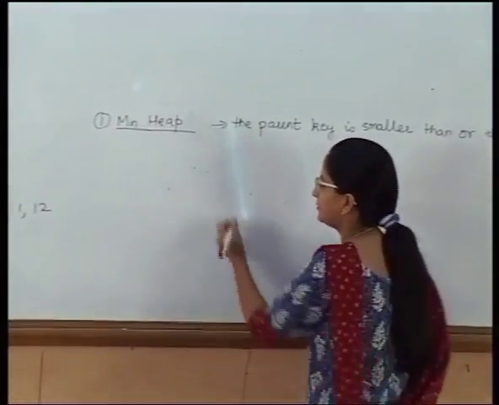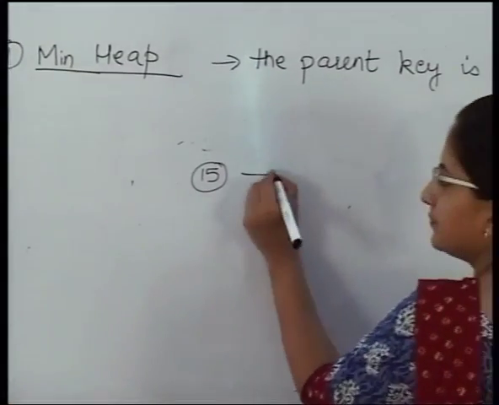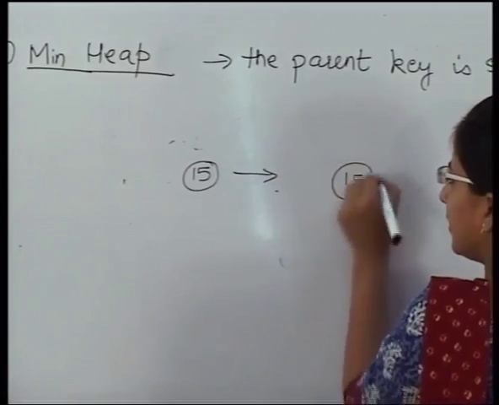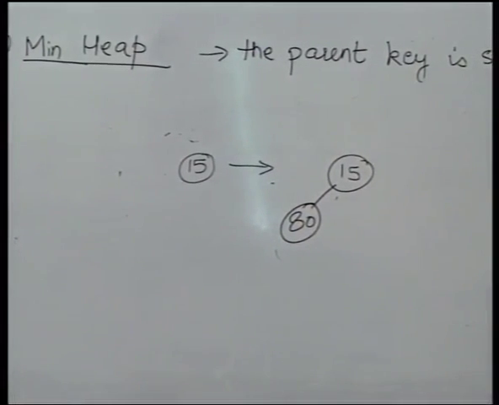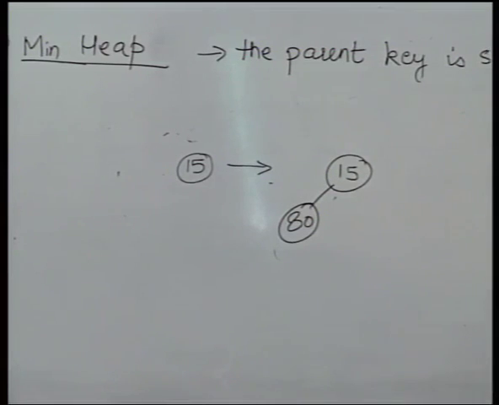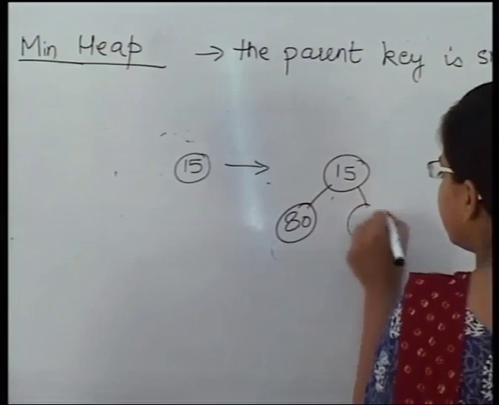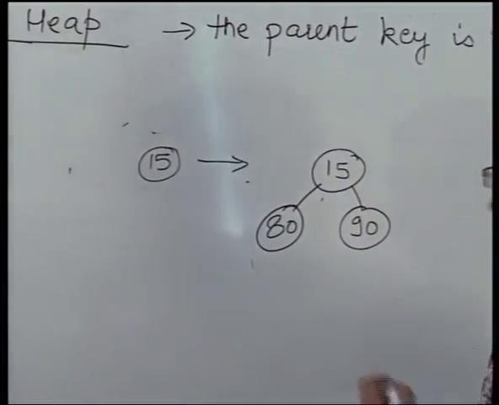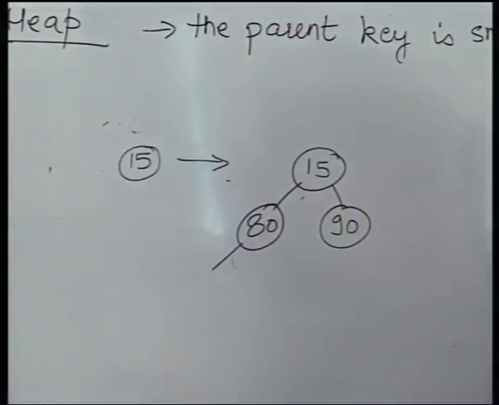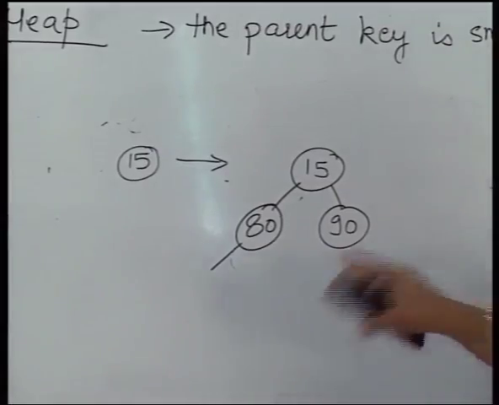Starting from 15 again, no problem when there is a single node. When 80 comes, it will be added at the left side of 15. Because it is a min heap, the parent key must remain smaller than or equal to the child key. So 80, fine, it is here. Next 90. No problem. Then 30 is supposed to come. I will add 30 at the left of 80 in order to keep it a complete binary tree.